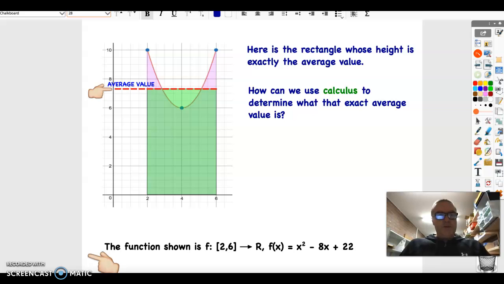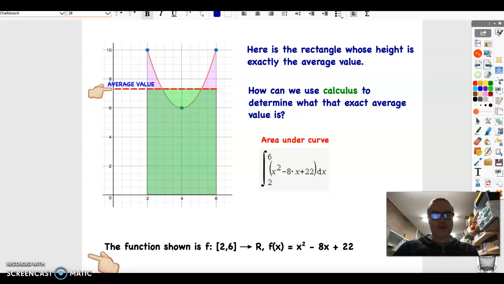So this diagram shows the actual average value, and we're going to have a quick discussion about how we can use calculus to determine what that exact average value is. First of all, I'm interested in the area under the curve, the purple section. And that's where our definite integral comes in. So the area below the curve is equal to the definite integral of the function from x equals 2 to x equals 6. Now that I've got that area, I'd like to think about the rectangle as having that same area, and what the height of that rectangle would be.